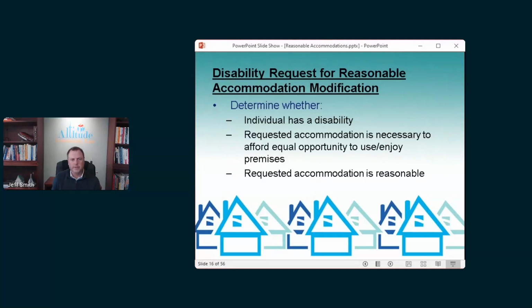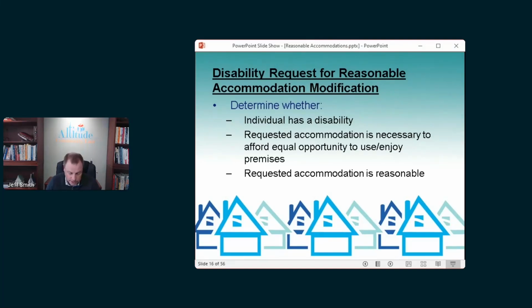Next one is disability requests for reasonable accommodation or modification. First, we need to determine whether an individual has a disability, what the requested accommodation is, and is it necessary to afford equal opportunity to use or enjoy the premises, and is the requested accommodation reasonable? So it's important what you can ask and what you cannot ask about a disability.